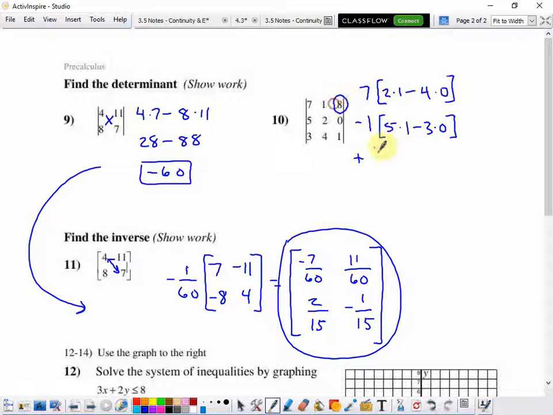And we move on to this last column. And we use the 2 left columns for our little determinant, our 2 by 2 determinant. 5 times 4 minus 3 times 2.